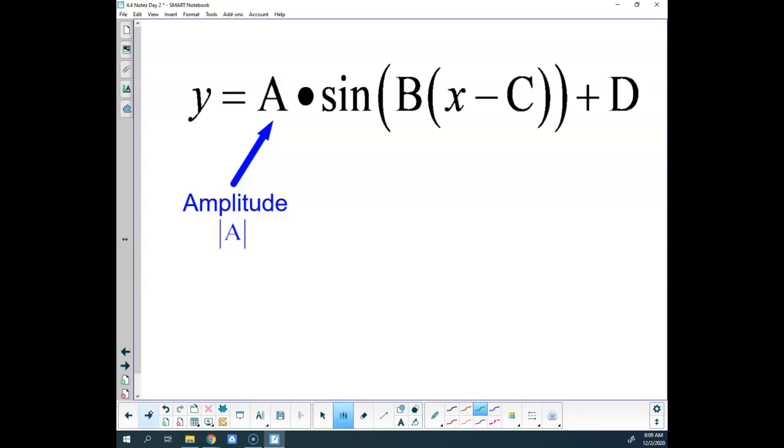So now, today, we are going to talk about B. B is going to set the period. How long it takes you to make one complete wave.